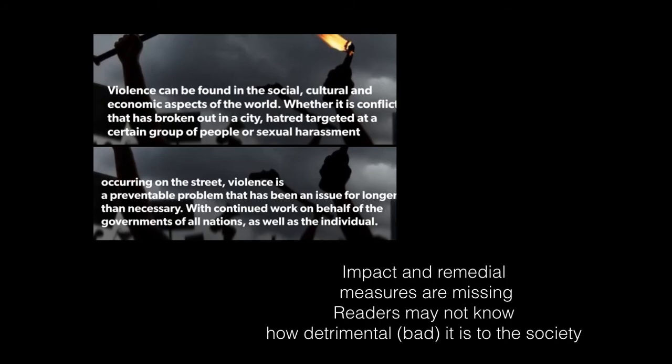So I would say there is actually maybe one part or 1.5 parts that I've mentioned in the three-stage analysis model that exists here. So it means that 1.5 or 2 parts of that model is missing here. Okay, I would say impact and remedial measures are missing. So readers may not know how detrimental it is to the society.